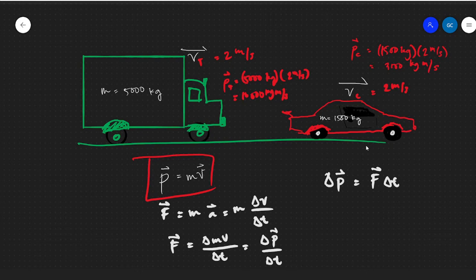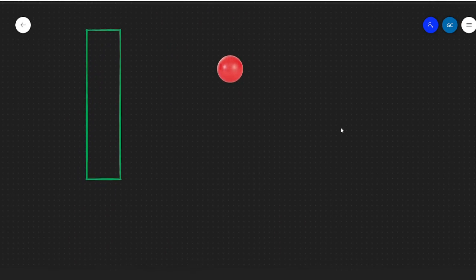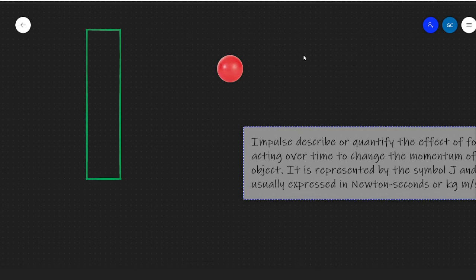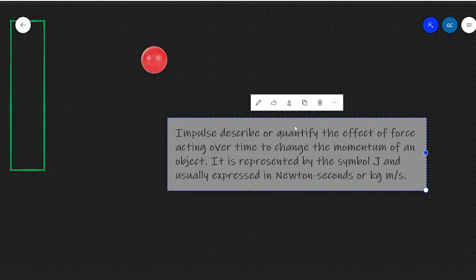Okay, in that, let's continue on with the discussion of impulse. So, by impulse, ang pwede nating tingnan actually when we talk of impulse is it's somewhere between the distinction of changing a certain momentum of an object. So by changing a momentum of an object, by definition, an impulse is actually, let's just write here. Impulse is actually used to describe or quantify the effect of force acting over time to change the momentum of an object. It is represented by the symbol J and is usually expressed in Newton seconds or kilogram meters per second.